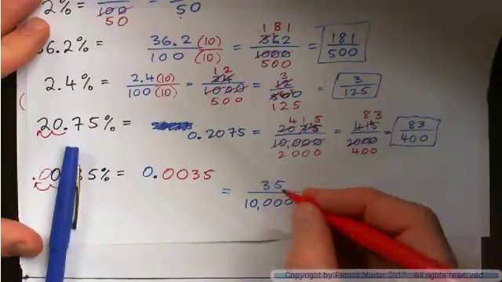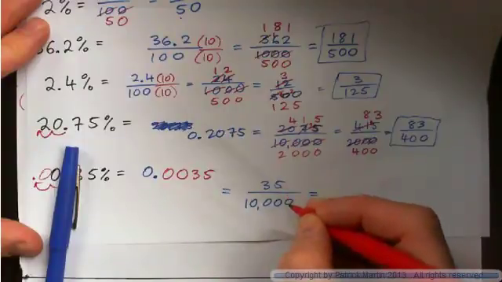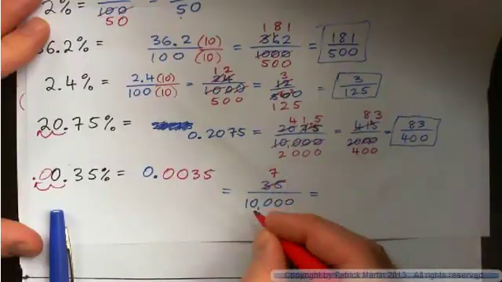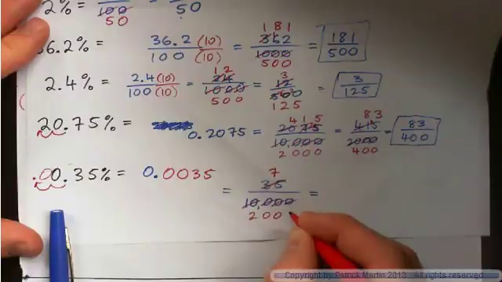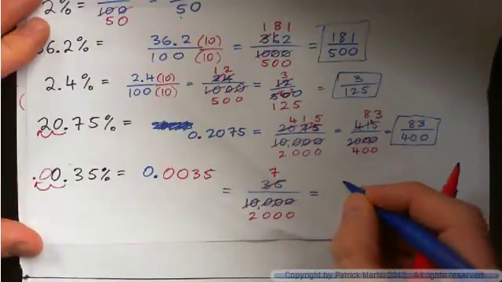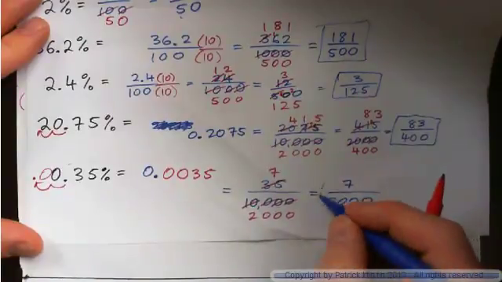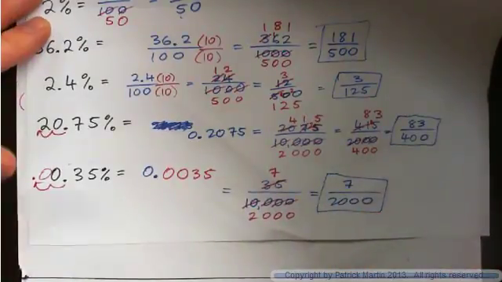Well, 5 will go into the top and bottom again, because this ends in a 5, that ends in a 0. 5 into 35 goes 7 times. 5 into 10 goes twice. 5 into 0, 0 times. So 7 over 2,000. 7 2,000ths. And that's as far as you can get it, right?